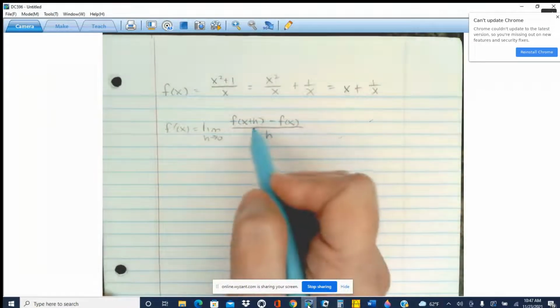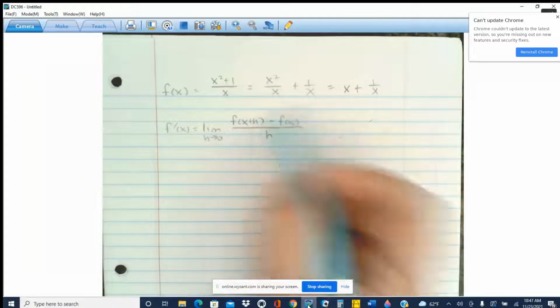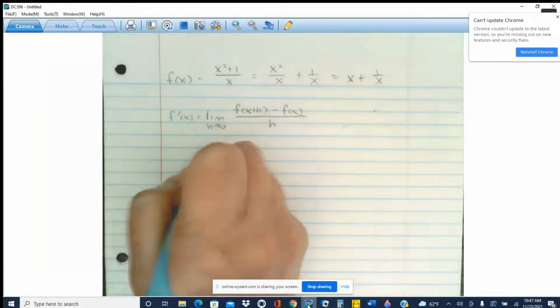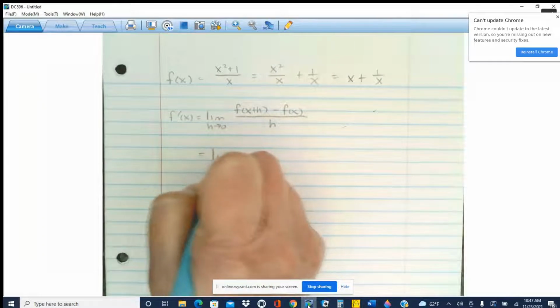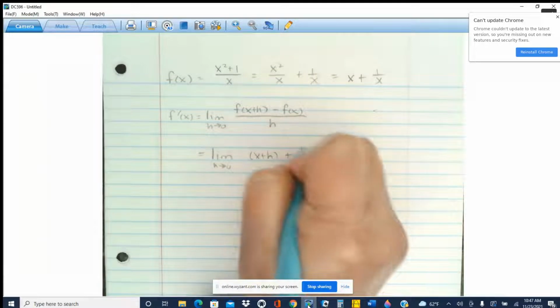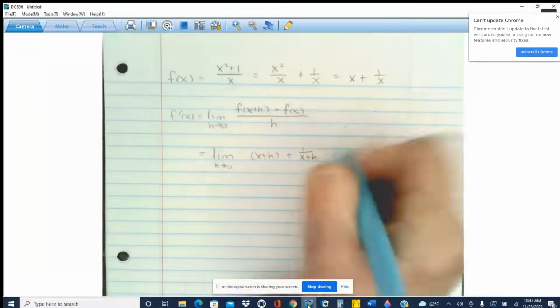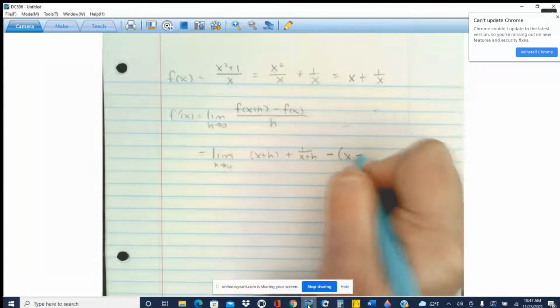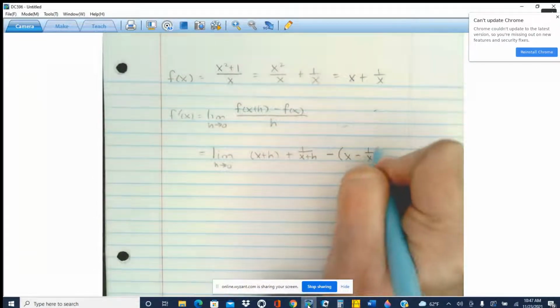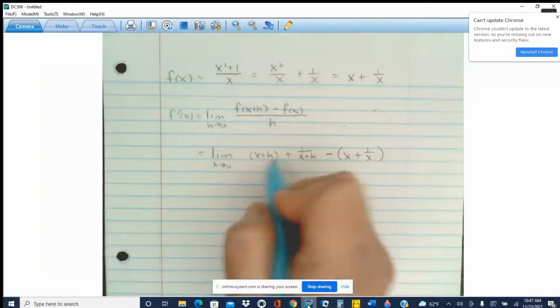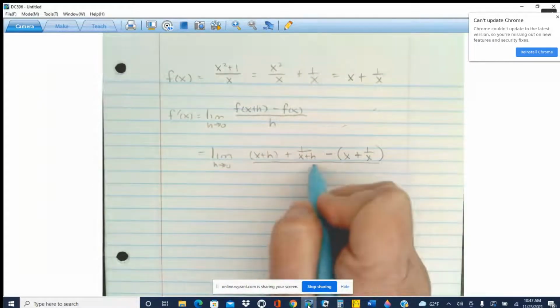Now, to evaluate my function at x plus h, that means I'm going to replace both of these x's with x plus h. So we'll get x plus h plus 1 over x plus h. And then I need to subtract f of x. I'm using parentheses because I'm subtracting a sum, and I want to make sure that I subtract both of those. And then divide by h.